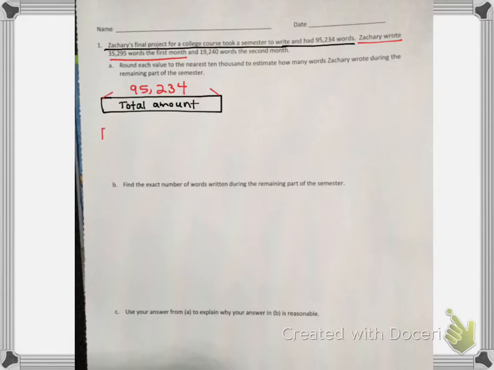Okay. So I'm just going to label this first month. And how much did he get? He got 35,295. Perfect. And then 19,240 in that second month.